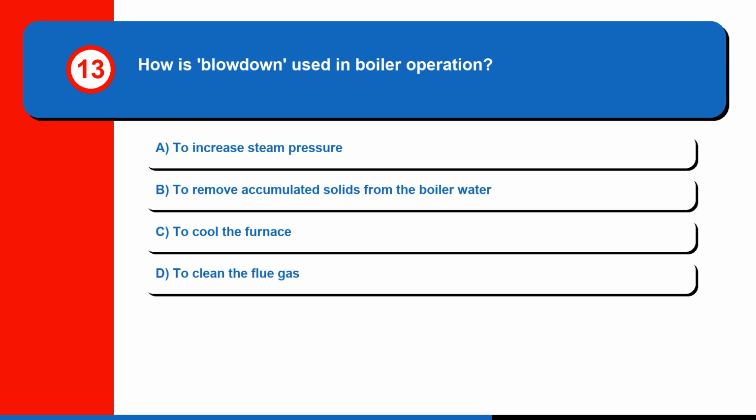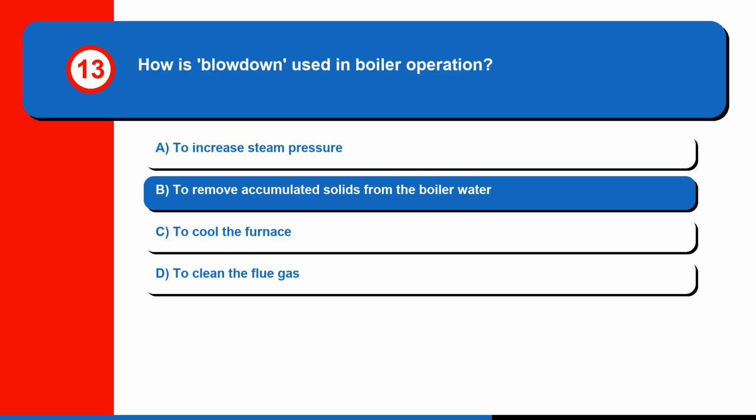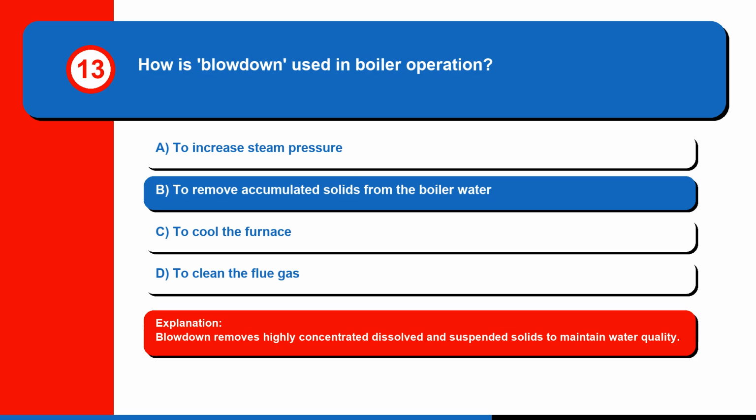Question 13. How is blowdown used in boiler operation? A. To increase steam pressure. B. To remove accumulated solids from the boiler water. C. To cool the furnace. Or D. To clean the flue gas. The correct answer is B. To remove accumulated solids from the boiler water. Blowdown removes highly concentrated dissolved and suspended solids to maintain water quality.